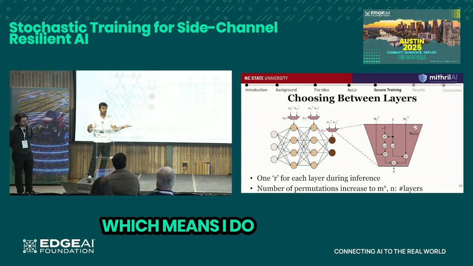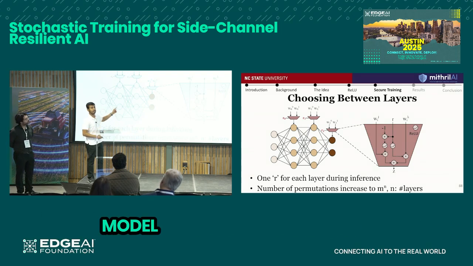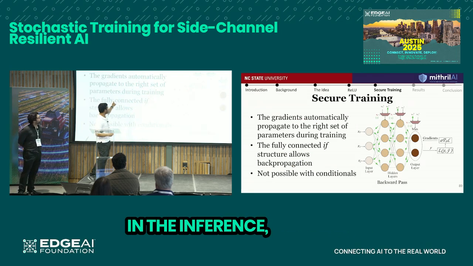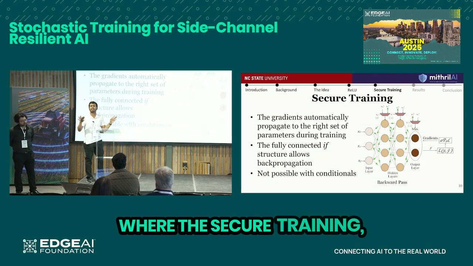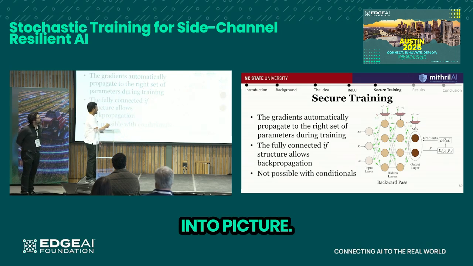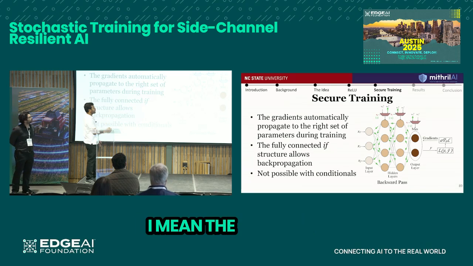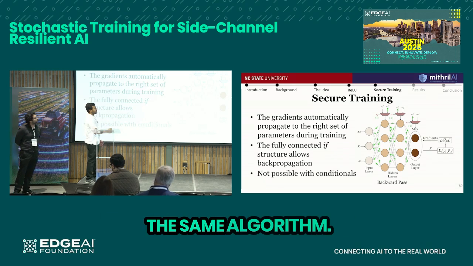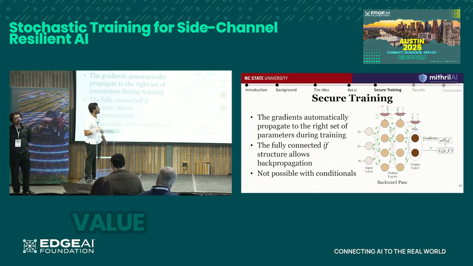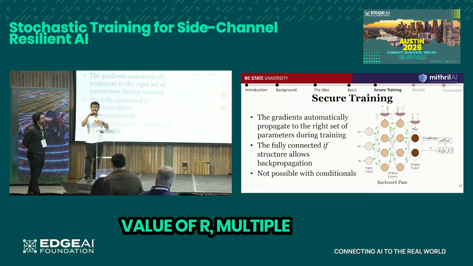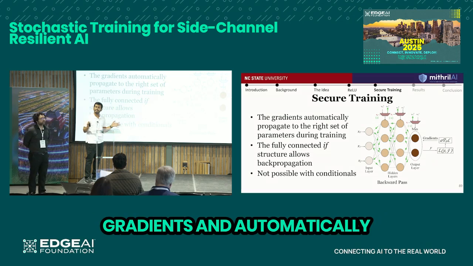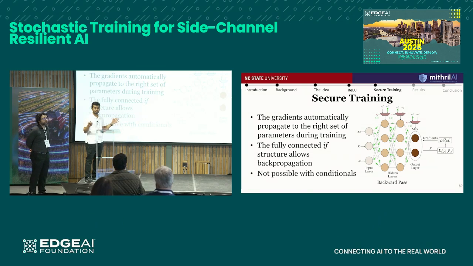Which means I now have to train the machine learning model also and make it aware that I am going to do this in the inference, which is where the stochastic secure training of my title comes into the picture. And this was not very difficult. The code still remains the same. It's still the same algorithm. What will happen during training now is, based on this value of R, multiple layers may get these propagated gradients and automatically tune themselves to still work.